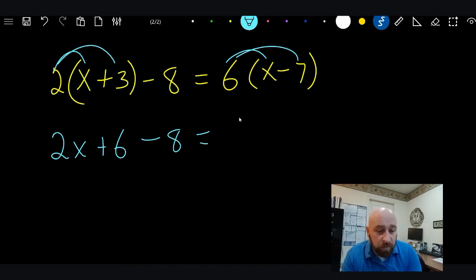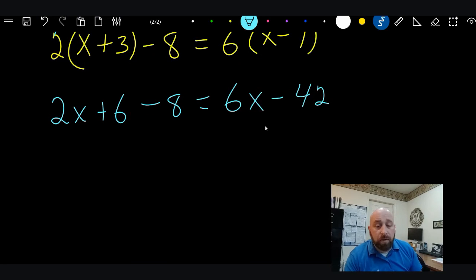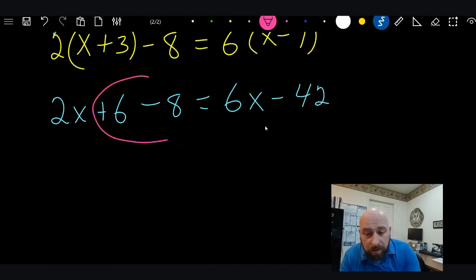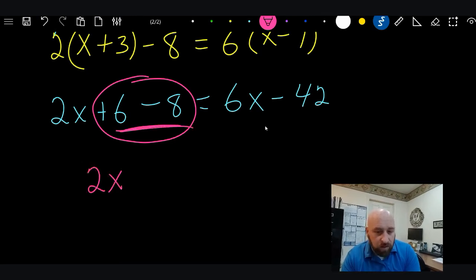Equals 6x minus 42. Okay? And now we are still on the do what you can do stage. We have not progressed past that because I want to show you something. Look right here. There's more that we can do. So you keep doing things until there's nothing left to do. So in this case, we still have this one. This is still a like term. 2x, 6 minus 8 is negative 2 equals 6x minus 42.